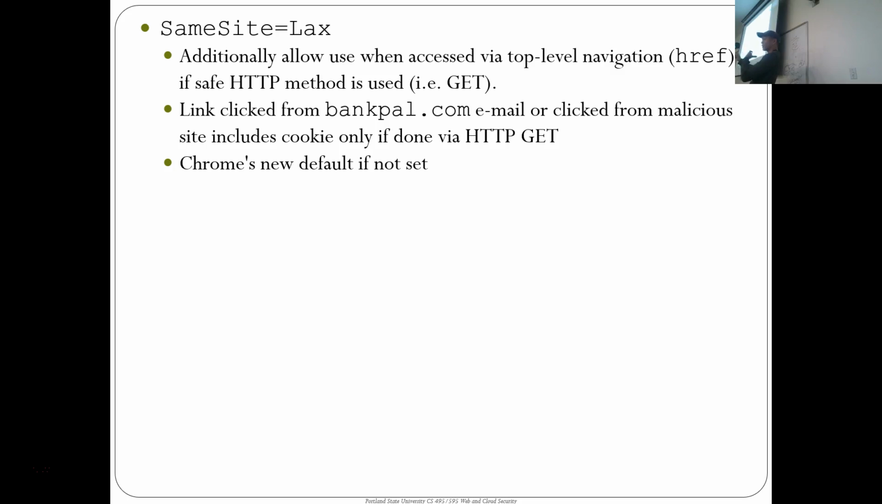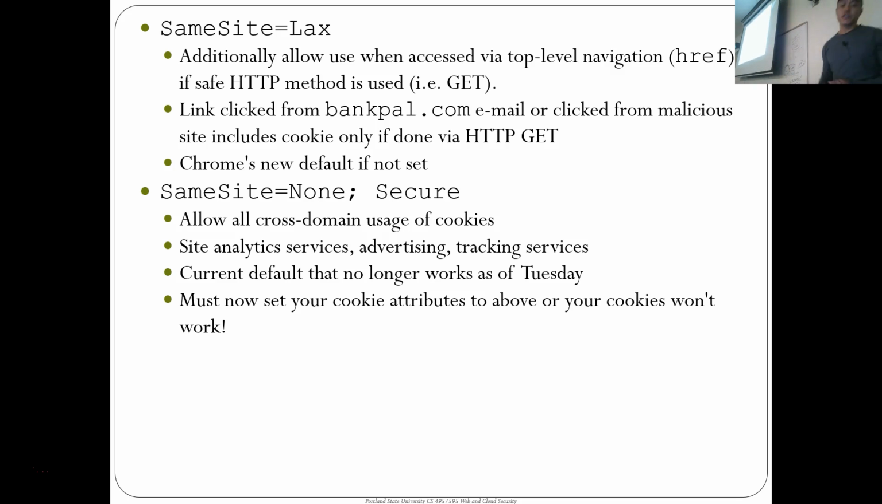So you would send the cookie on the GET, you wouldn't send the cookie on the POST with this setting. This is now Chrome's new default. If you do not set the SameSite header on a cookie, it just assumes you're going to do this. So it restricts all the cookie sendings on POSTs on third-party sites. Okay, this is the third setting.